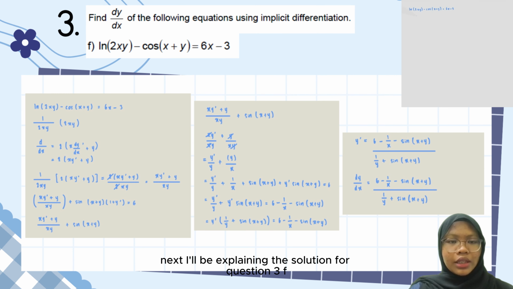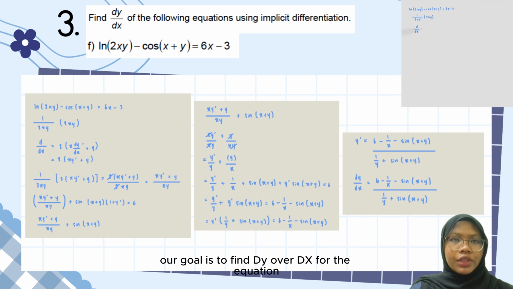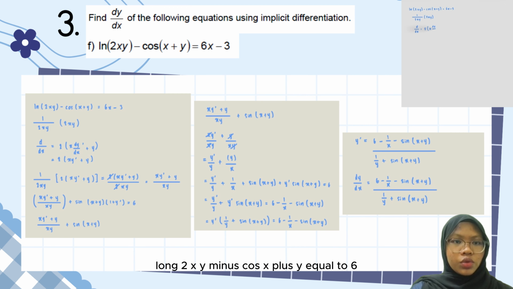In conclusion, this question involves both the product rule and the chain rule formula. Next, I'll be explaining the solution for question 3F. Our goal is to find dy over dx for the equation ln(2xy) minus cos(x+y) equal to 6x minus 3 using implicit differentiation.